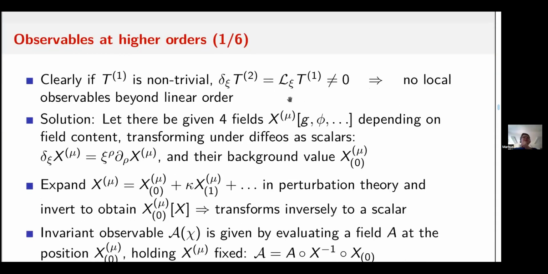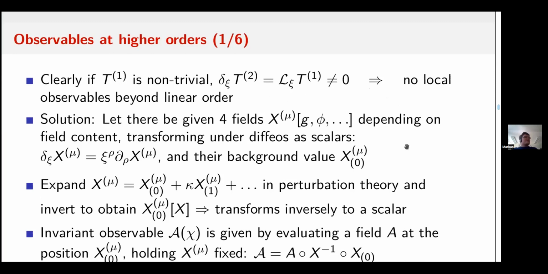Okay, first observation that we make. Well, clearly, at first order, what we have is not trivial. So at second order, we will get something which is not gauge invariant, just by the same Stewart-Walker lemma as before. So clearly, beyond linear order, there cannot be any local observables. Anything must be non-local. And people have thought about this a long time. I mean, starting from the very early days of GR.